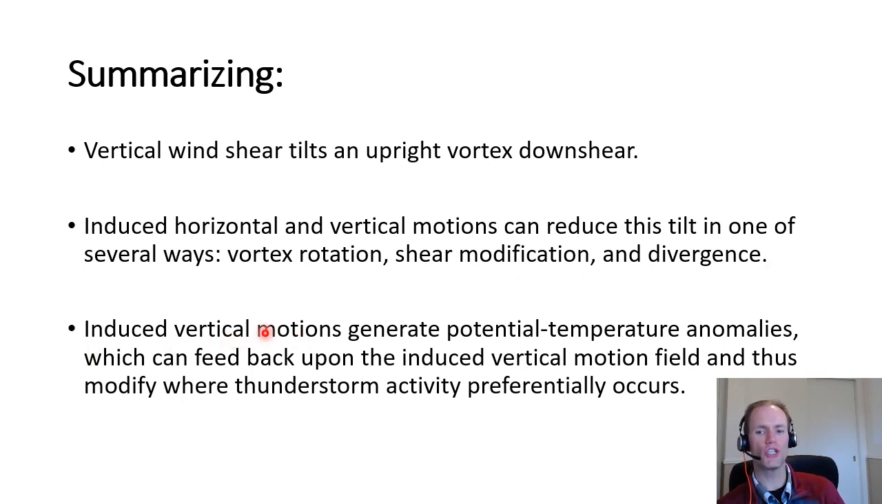These induced vertical motions that are tied to those divergence anomalies also create potential temperature anomalies that, as we showed, can feed back upon the induced vertical motion field. So you get vertical motion and potential temperature anomalies that are in lock phase with each other initially, but once you get those potential temperature anomalies, you shift the vertical motion anomalies 90 degrees away from them, and that structure is maintained as you go forward through time, assuming that nothing else changes. And this can modify where thunderstorm activity preferentially occurs, presuming that those features continually rotate around the vortex, which they ultimately don't, at least not entirely speaking.